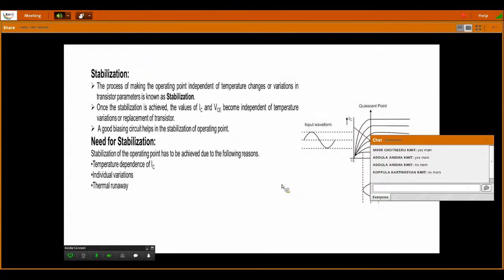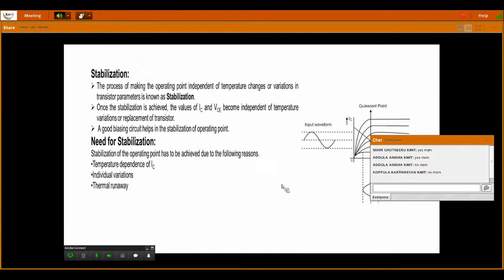the output should not vary based on three variations of parameters. The first parameter which can change stability is temperature. The second is individual variation. The third is thermal runaway. Due to these three factors, we require stabilization. The collector current is temperature dependent, so you can have a shift in the quiescent point, and due to that we have a distorted output.